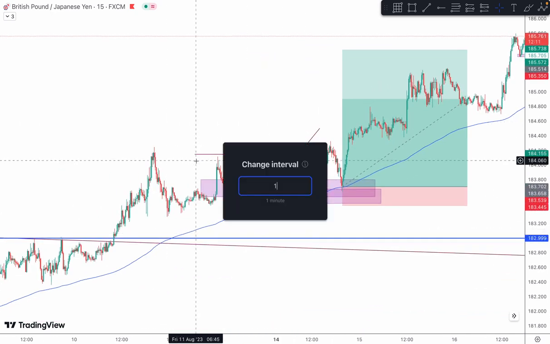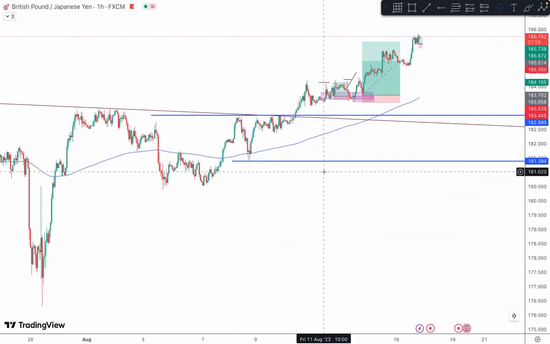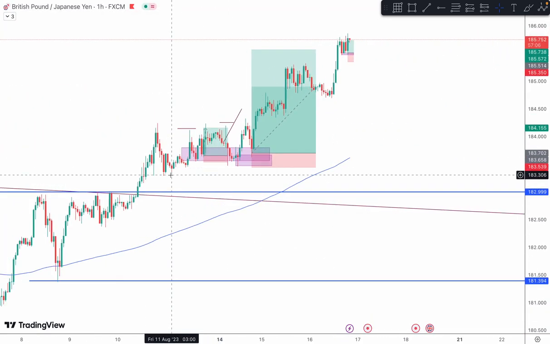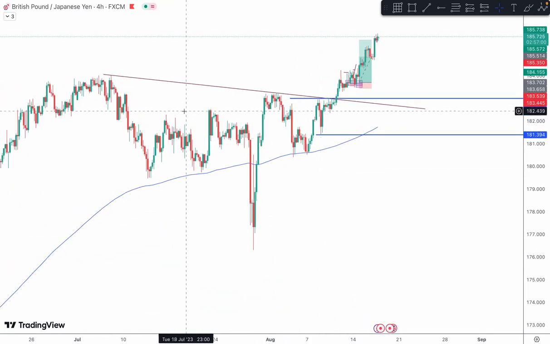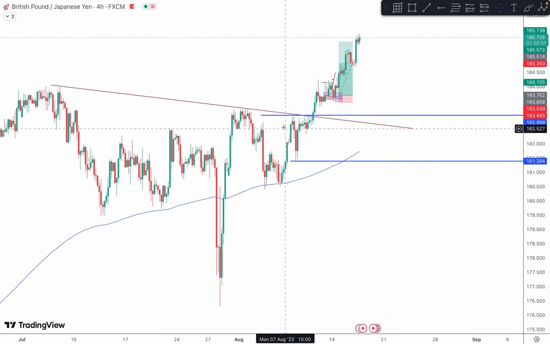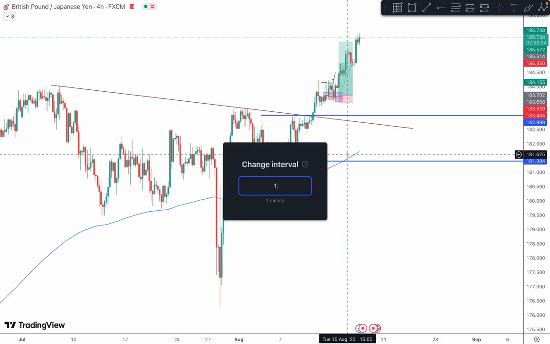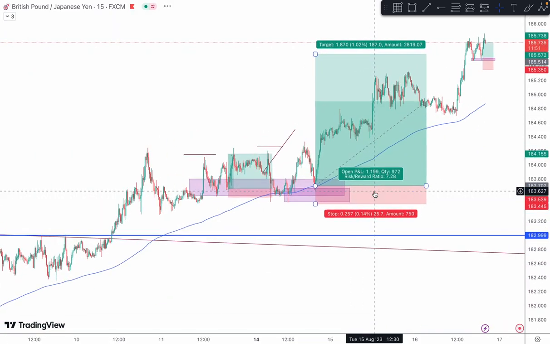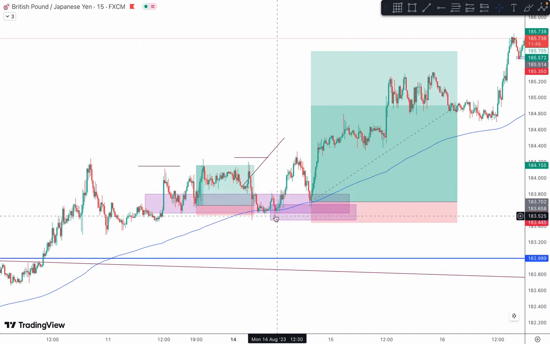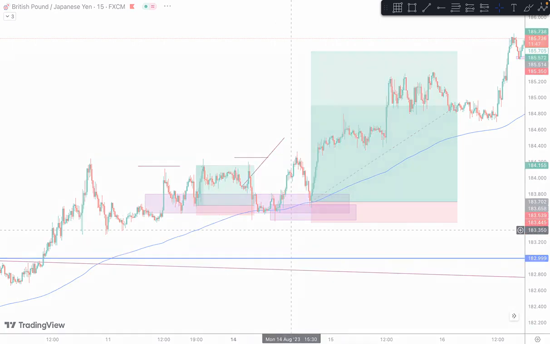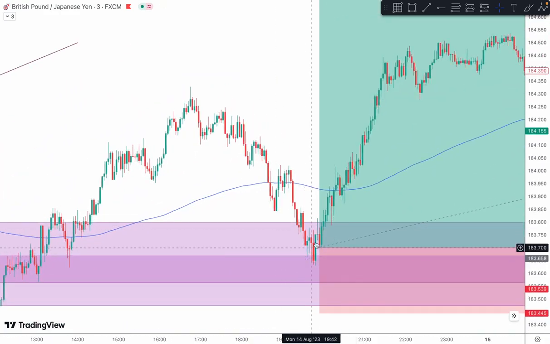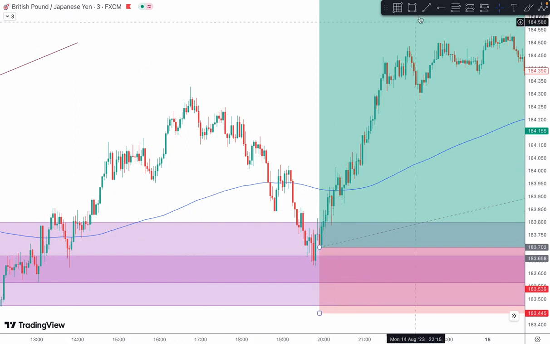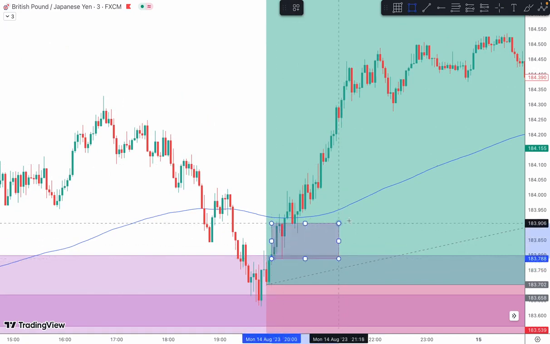Okay, so what did I do? I'm gonna show you again. Let's go to 4-hour. I first figured out the trend. How? Break of trend line. Okay, break of high. Then I went to 15 minutes. I found a very clear zone. If I go to 3 minutes, I can see market respected the zone. And if you are placing trades based on smaller time frame, you could have just placed an entry here.